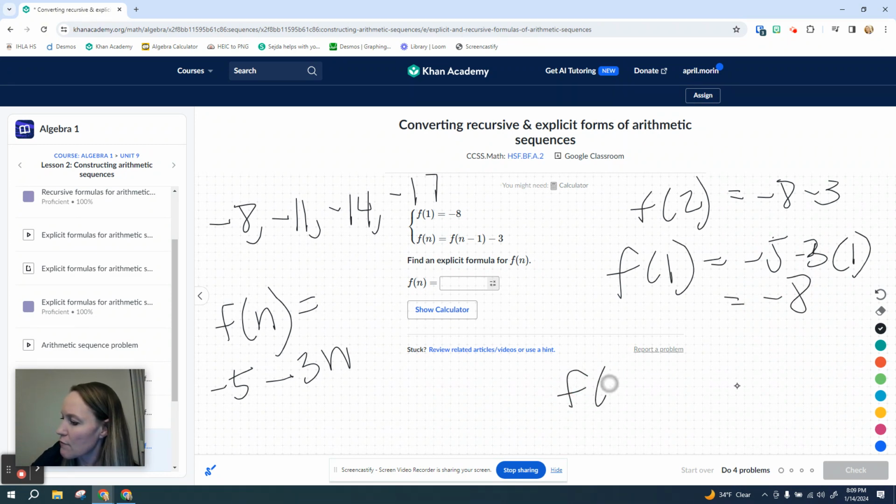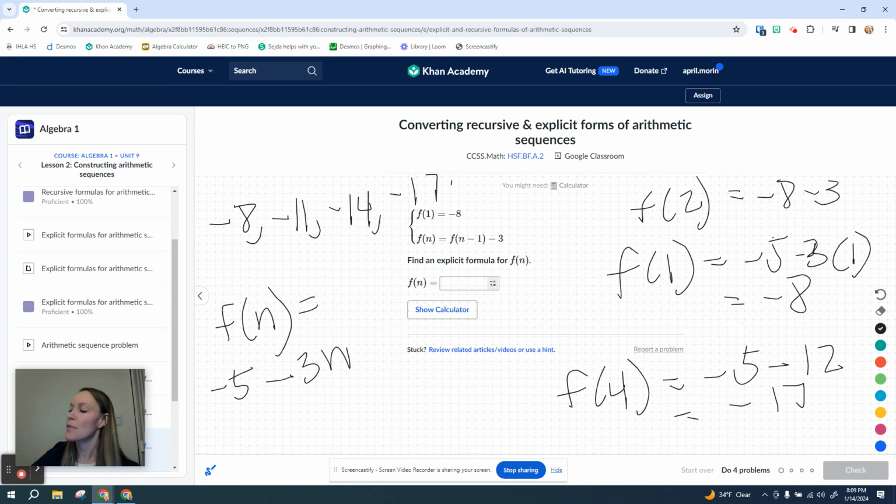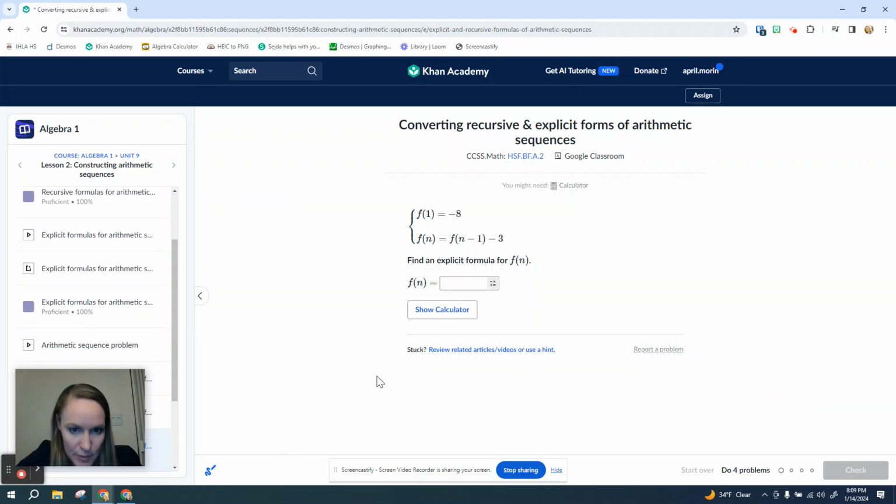Does this work for f of 4? So -5 minus 3 times 4 is 12, so minus 12. That equals -17. And yes, that's what I get. Okay, so I like my formula here. That's my answer. -5 minus 3n. Okay, let's type it in. -5 minus 3n. Okay, looks great.